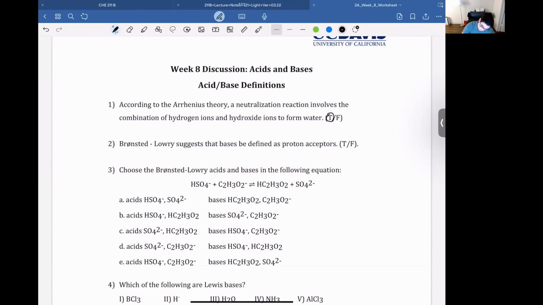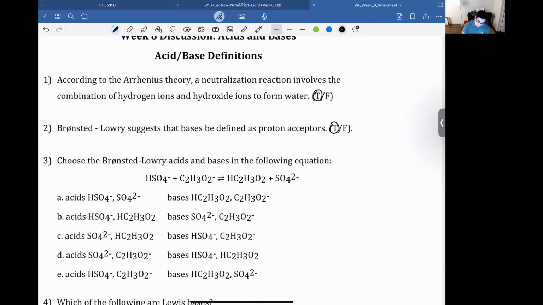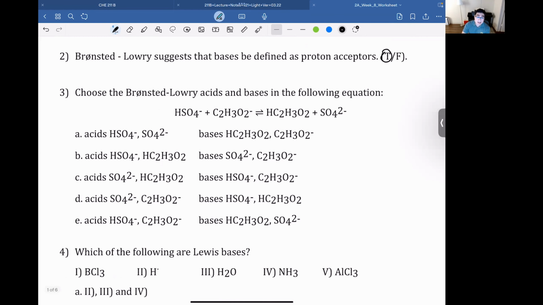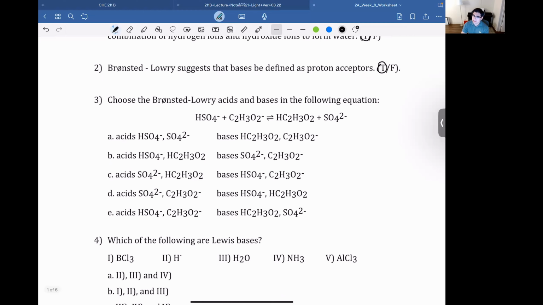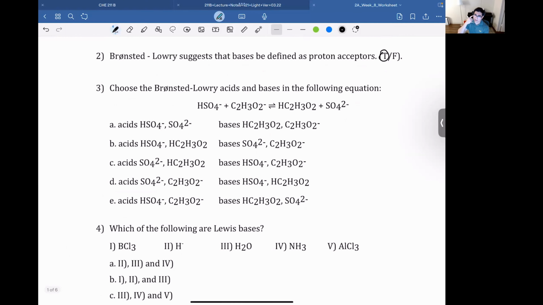The Bronsted-Lowry definition for number 2 suggests that bases are defined as proton acceptors, so that is correct. In the Bronsted-Lowry, the only thing that's important is the H plus, and which molecule gives the H plus, and then who receives it. So the base accepts the proton, and the acid gives the proton. And then we'll see Lewis in a second. Arrhenius is not really used that much. Really, you're going to be looking at mostly Bronsted-Lowry and Lewis.